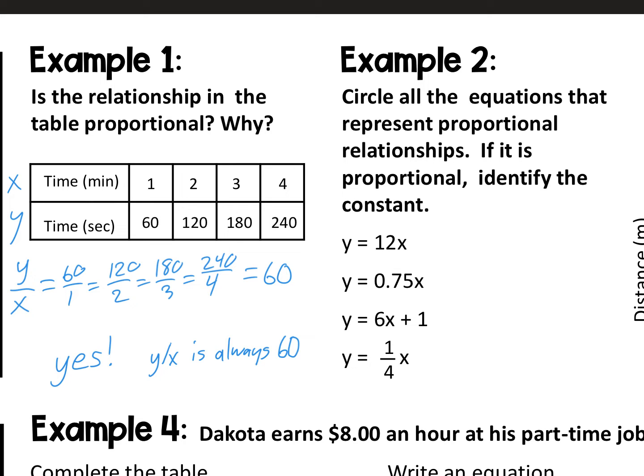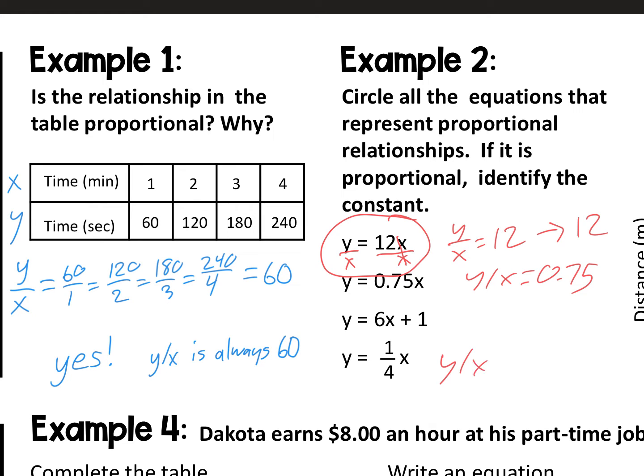Well, the ratio of y over x is actually really easy to find for the first equation. If you divide both sides by x, you get y over x is equal to 12. So the constant is 12. You can do the same thing for the second equation and get y over x is equal to 0.75, as well as the fourth equation, and get y over x is equal to 1/4. The third equation is not proportional because of this plus 1.